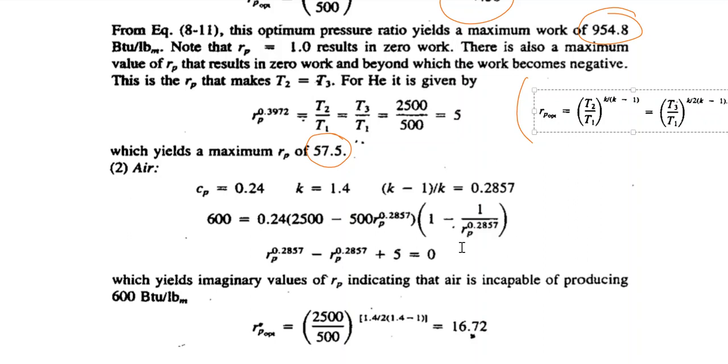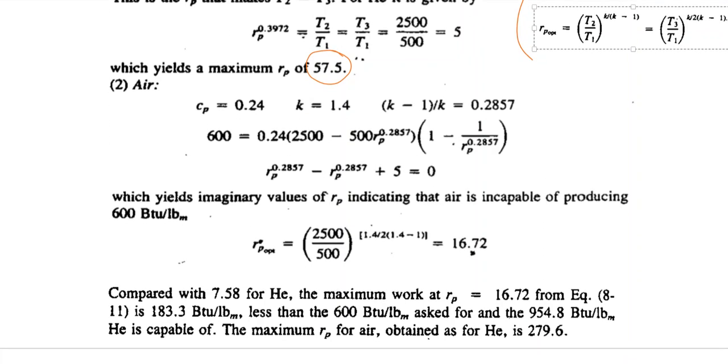Solving this polynomial equation does not yield any real value. In other words, it yields an imaginary value, which means the 600 value which is given is a kind of arbitrary value. We cannot have a work done of 600 BTU per pound mass for this medium, which is air.